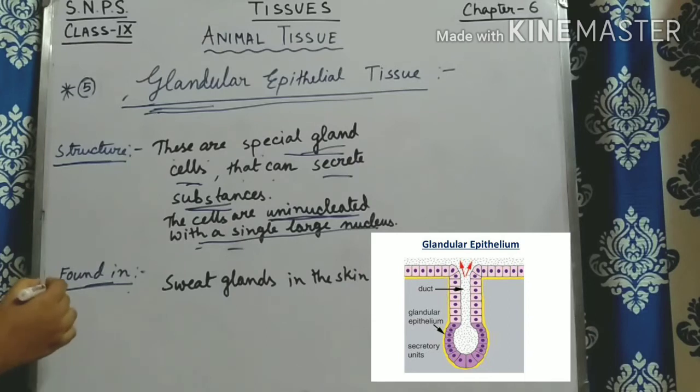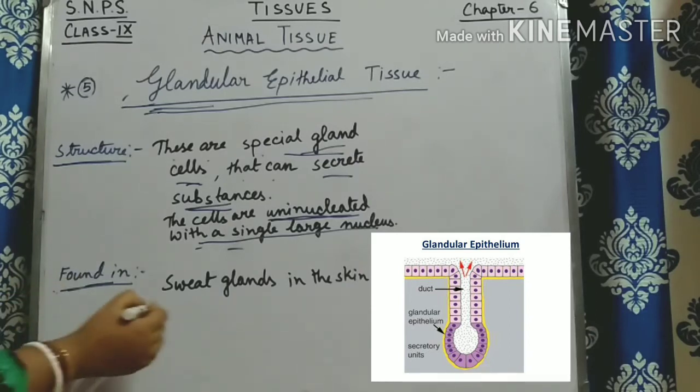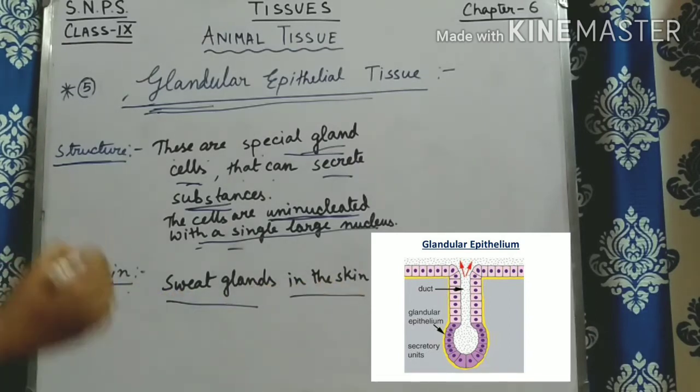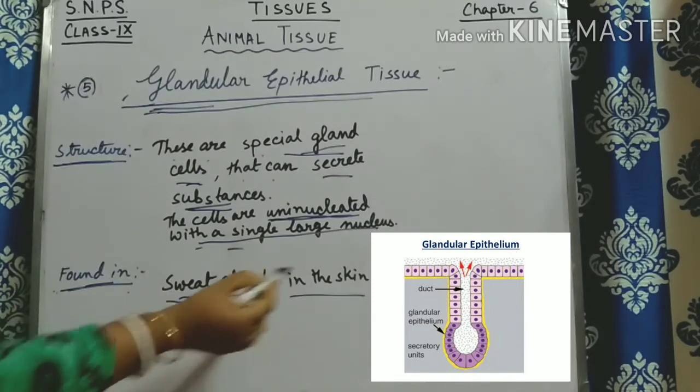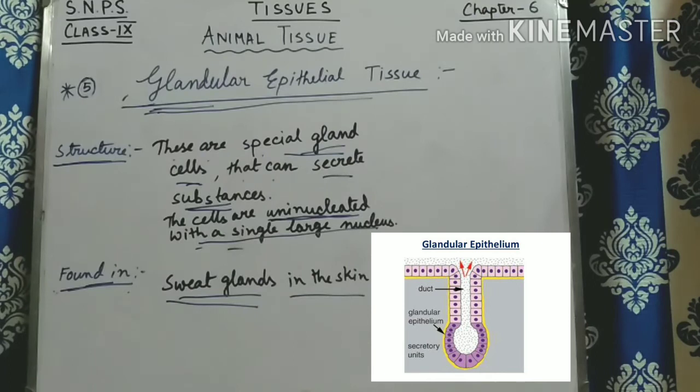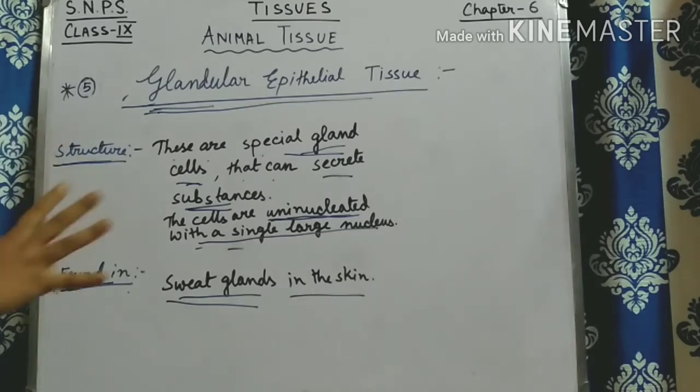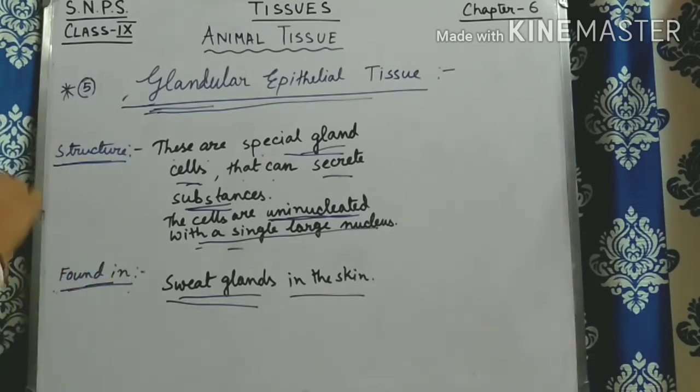These types of tissues are found in the sweat glands in the skin. From this tissue, sweat, that is the waste product of our skin, comes out of our body. So these all are the types of epithelial tissue, and you have also seen the picture of every tissue.